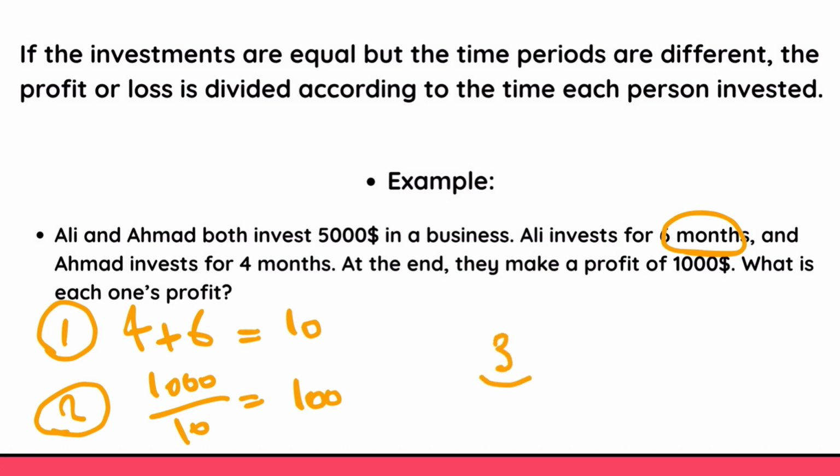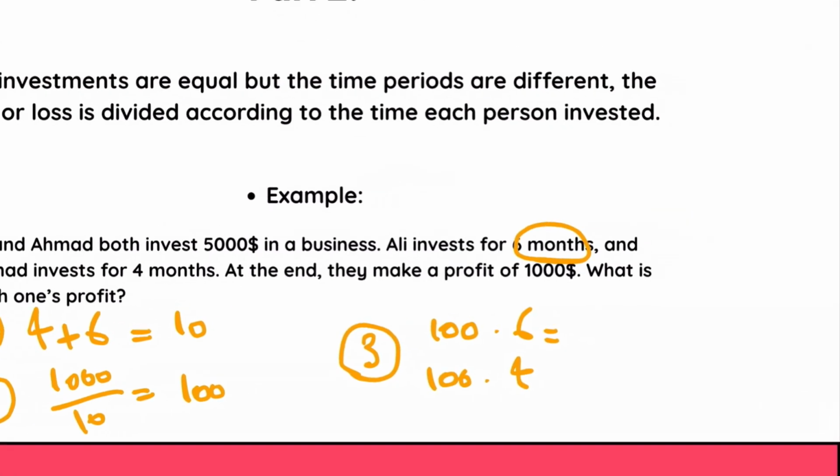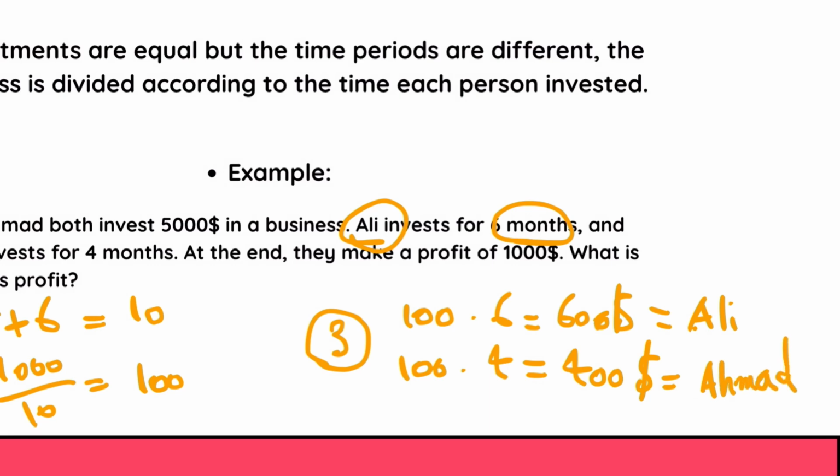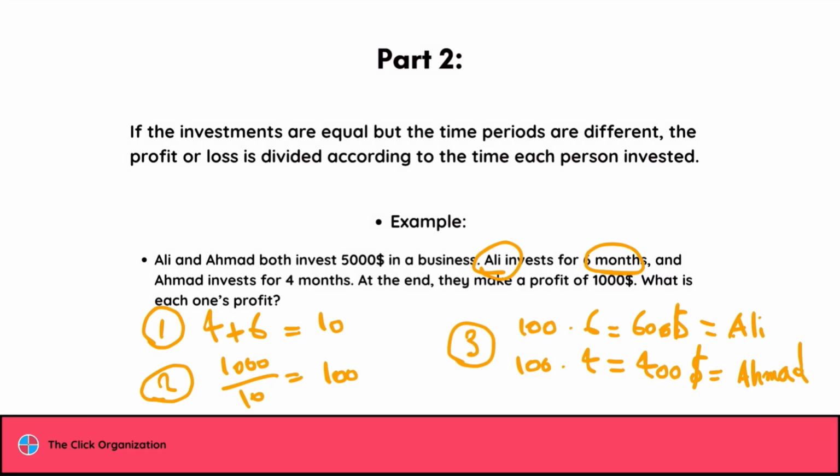And the third step was to multiply the result of this division by each part. So 100 times 6 and 100 times 4. $600 for Ali, because he has invested 6 months, and $400 for Ahmed, because he has invested 4 months for this business, right? So that is fair.